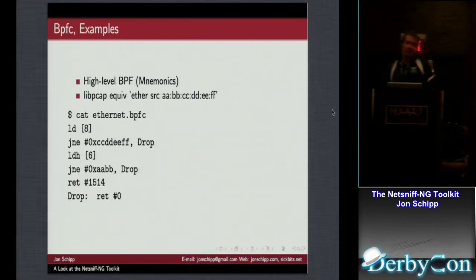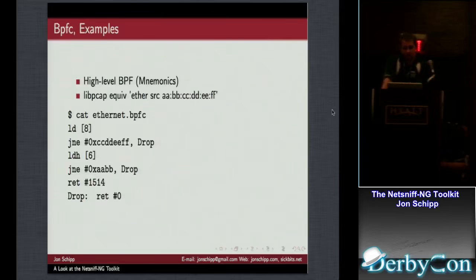So here's how you compile one. At the top we have the pcap equivalent. So we say ether src, source address, AB:CC:DE:FF. And BPFC takes a discrete text file, and I say load, LD. This is going to load 4 bytes, it is a word, at the 8-byte offset, which in an Ethernet frame, it begins with the destination MAC address first, then the source.